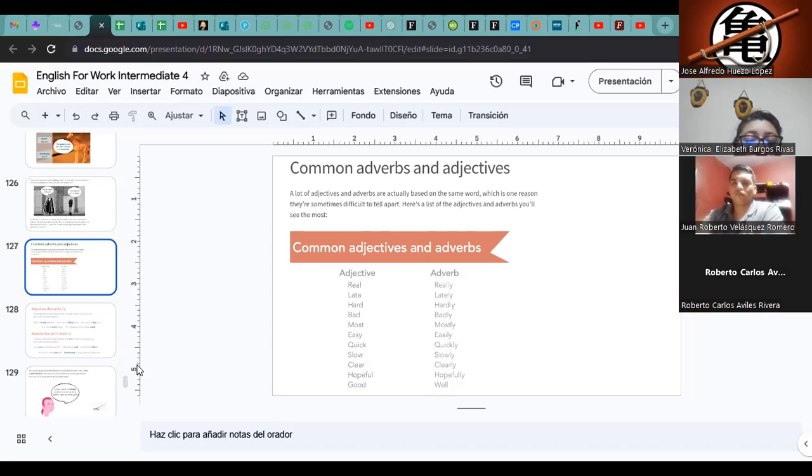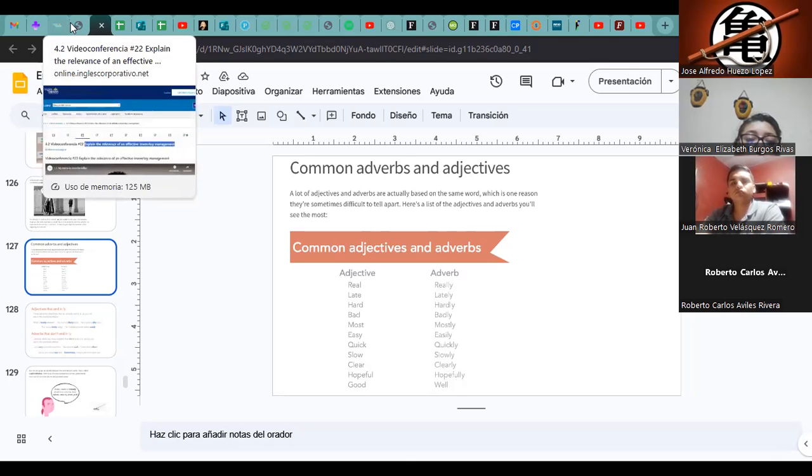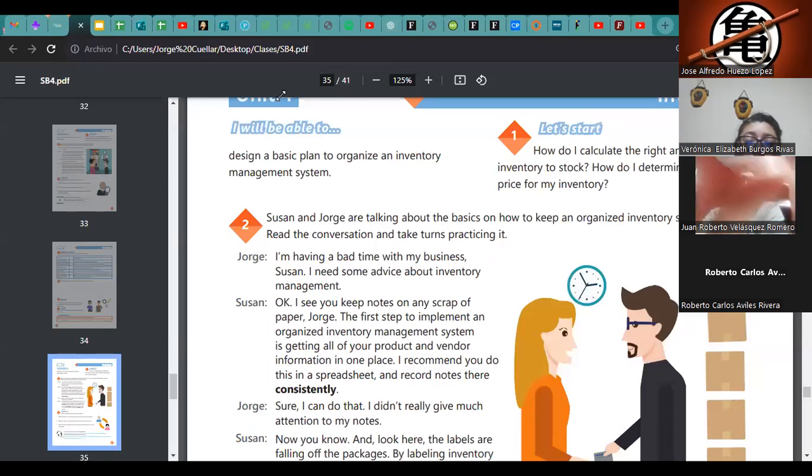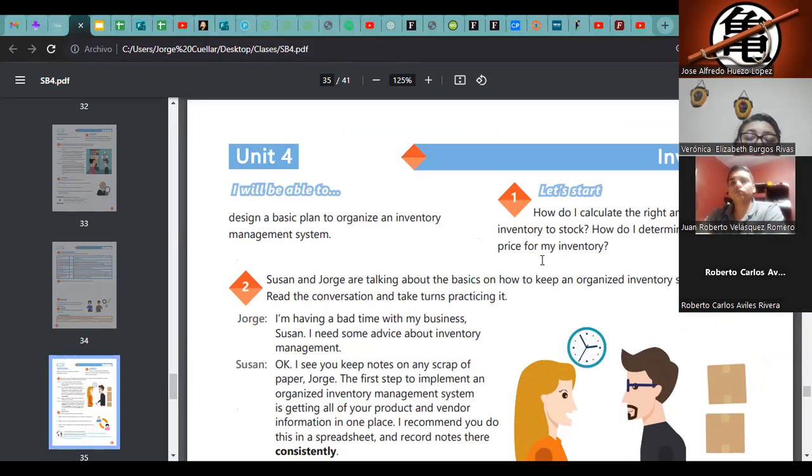Okay, I don't know if the other people are going to send the examples. I'm still waiting, but anyways, we can just switch by now. And we're gonna go to the book. Okay, here's the book. And we're going to continue as we usually do. So, inventory is the name of the unit, and it says, I will be able to design a basic plan to organize an inventory management system.